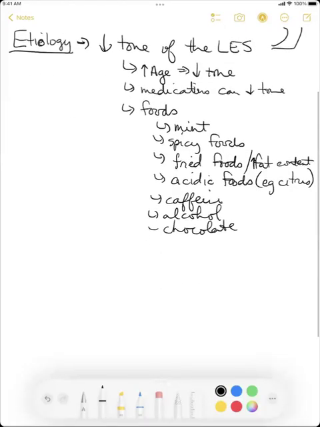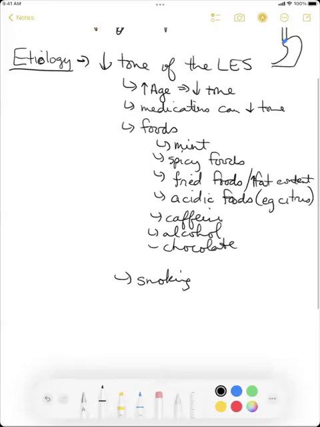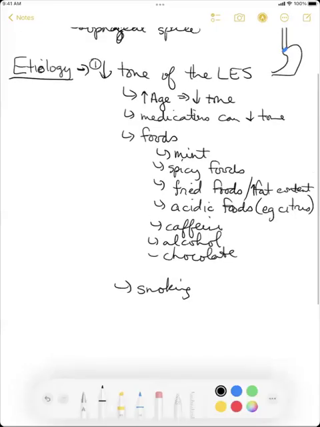There is the thing that essentially causes everything in medicine, and that is smoking. Smoking cigarettes will lower that lower esophageal sphincter tone. So that's the first thing. That's the most common thing that can happen.